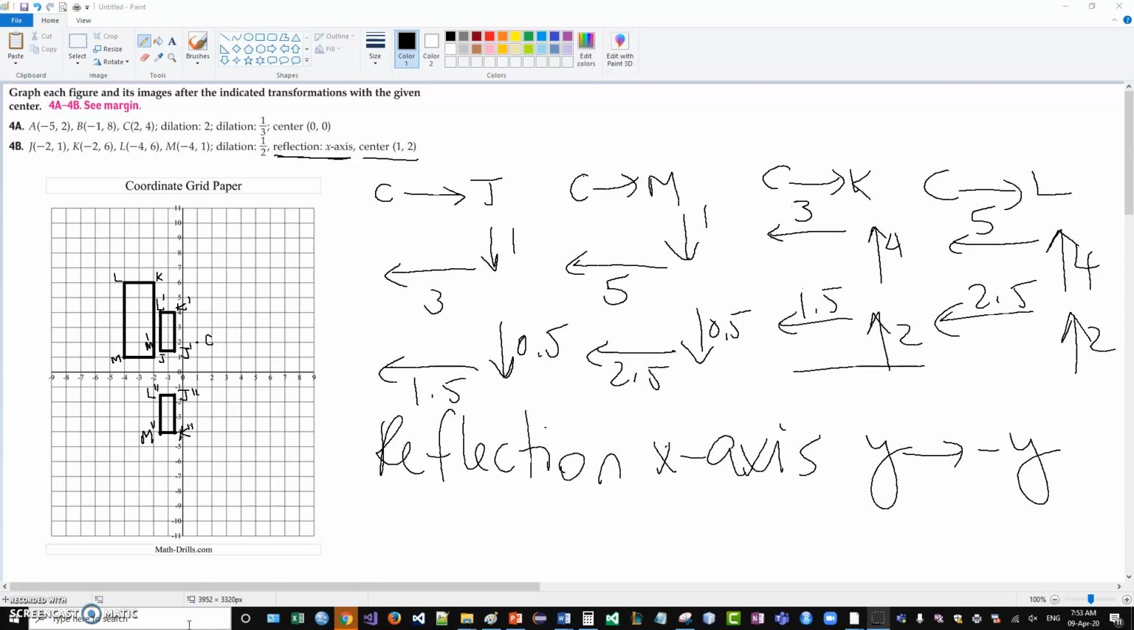Now, in the last example we didn't have 2 scale factors. We had 1 scale factor and a reflection across the x-axis. When you reflect an image across the x-axis, the x coordinates stay the same, but the y coordinates are reversed. So if they're positive, they become negative. If they're negative, they become positive. If you were doing reflection across the y-axis, the y stays the same and the x's are reversed. So if x is positive, it becomes negative. If it's negative, it becomes positive.